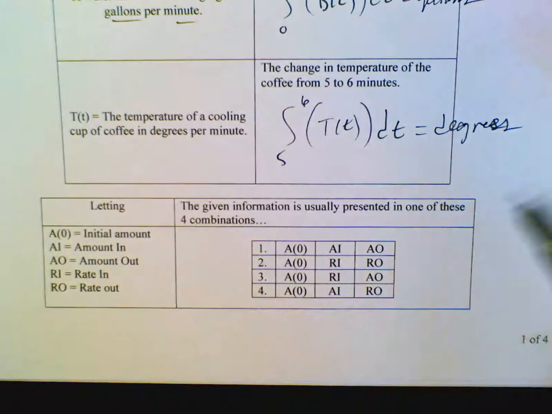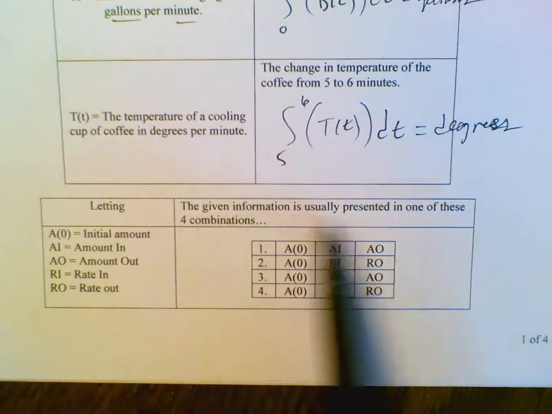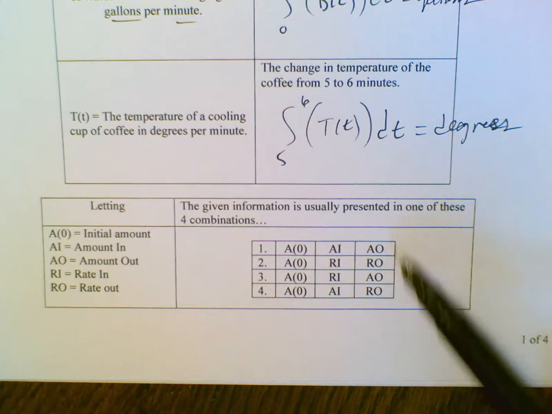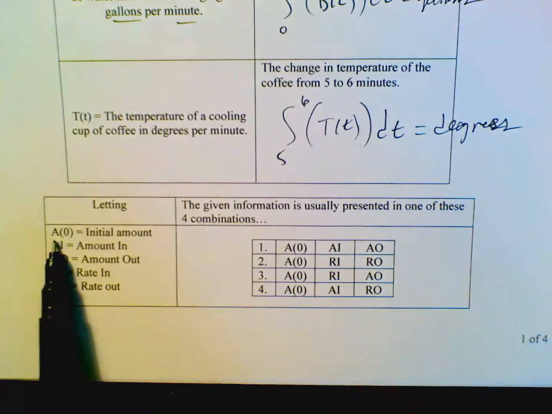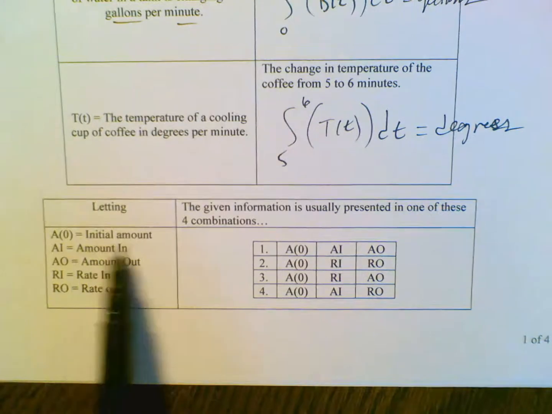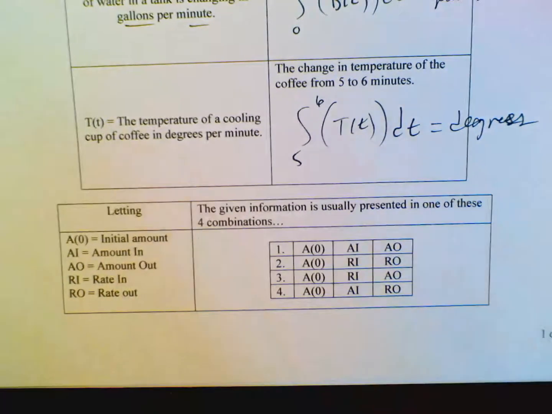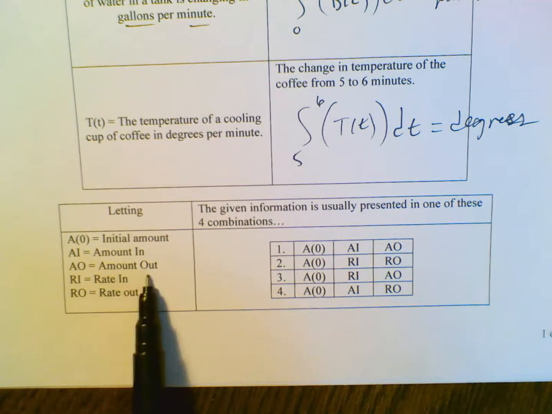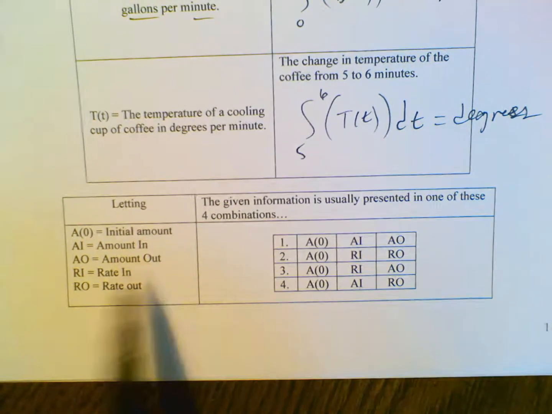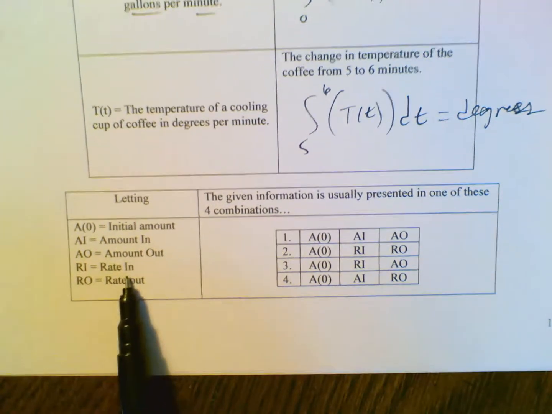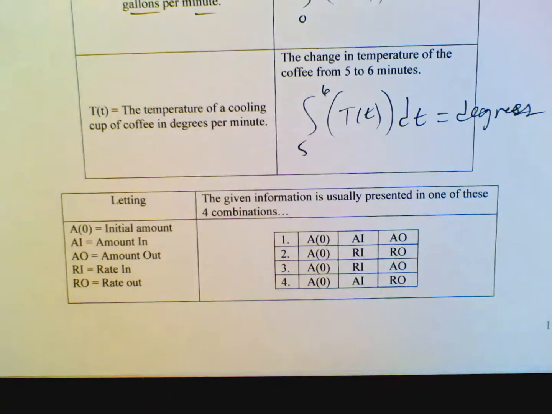Okay, now, when we're doing the word problems that are on the following pages, there's really going to be 4 scenarios of information that we're given. So let me talk about that. I'm letting A of 0 be the initial amount. I'm letting AI be the amount that has gone in. I am letting AO be the amount that has come out. RI is the rate at which something is going in. RO is the rate at which something is coming out.